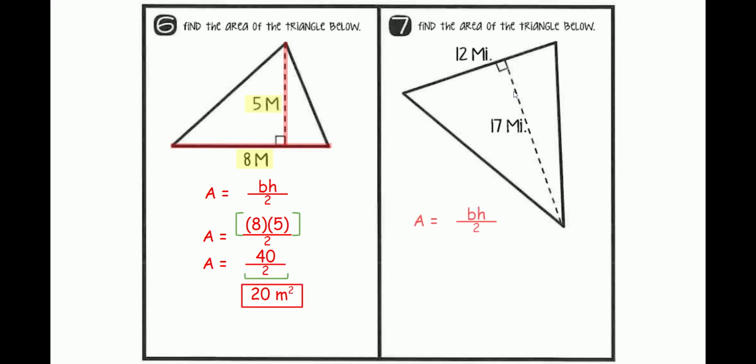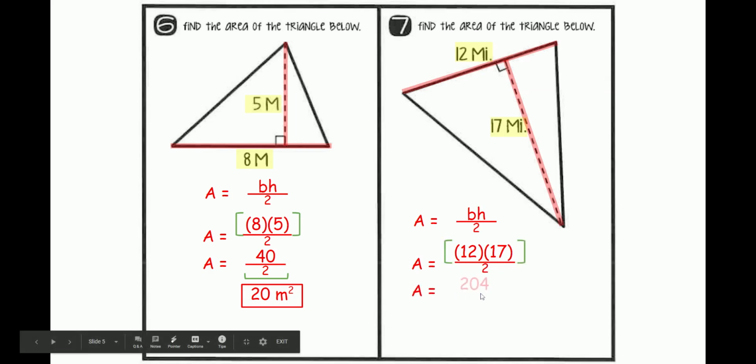Let's do the next one. Again, the base and the height are connected by this box right here, this 90-degree angle box. So base is 12. Replace B with 12. H is 17. Replace H with 17. Divide that by 2. 12 times 17 is 204. Divide that by 2. And so our area is 102 miles squared.